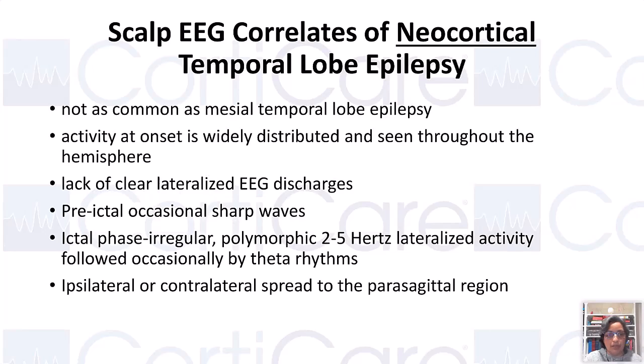What does the EEG look like? The activity is widely distributed, so you just cannot pinpoint where it is coming from. There is a lack of clear lateralized discharges. Pre-ictally, there are occasionally sharp waves. During the ictal phase, we see irregular polymorphic 2 to 5 Hz lateralized activity, mostly theta rhythms. Ipsilateral or contralateral spread to the parasagittal region is also seen.